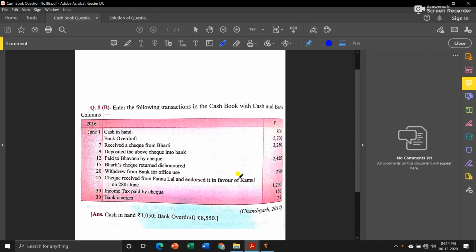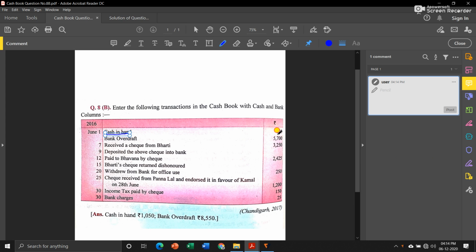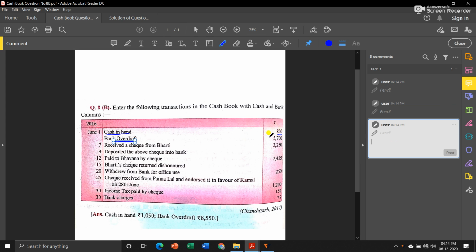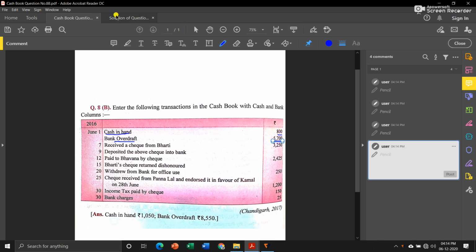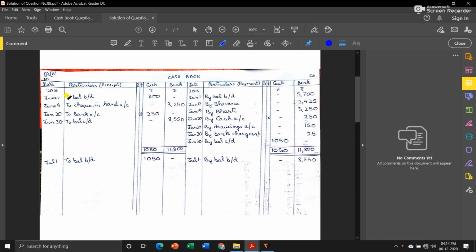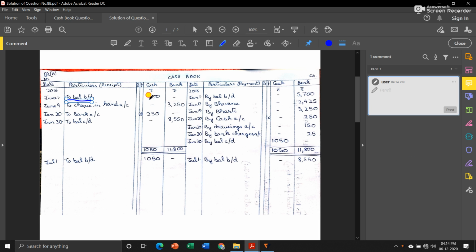Hello everyone, in this session we will be solving practical question number 8B of your cash book. Now let us see the question first. They said that cash in hand we have rupees 800 and then bank overdraft we have 5700. So that means on the debit side we will be writing cash balance of 800 that we have, and since it is bank overdraft we will record it on the credit side by writing by balance b/d rupees 5700.